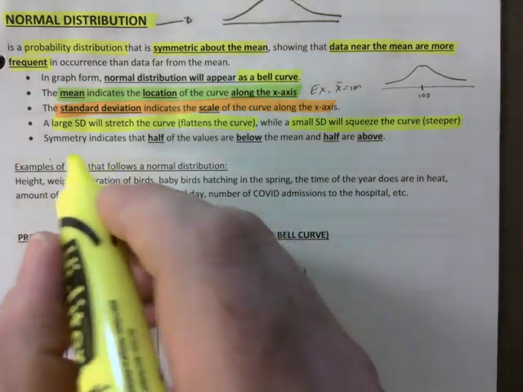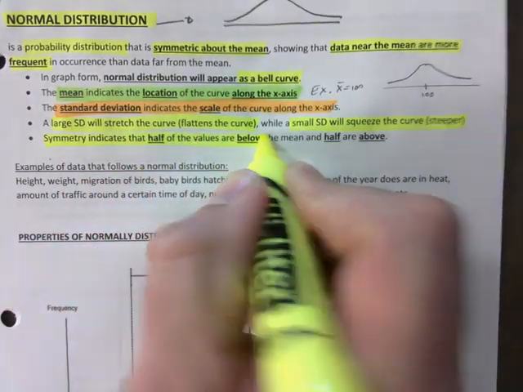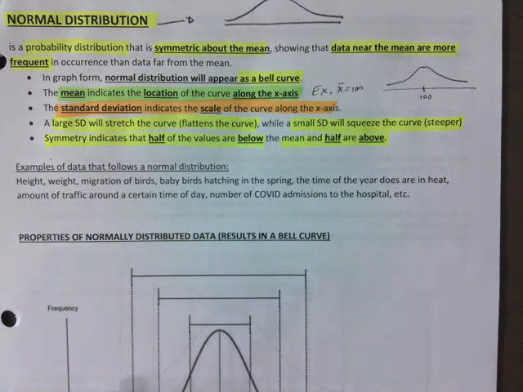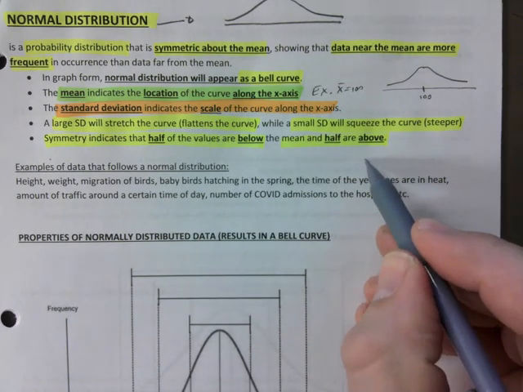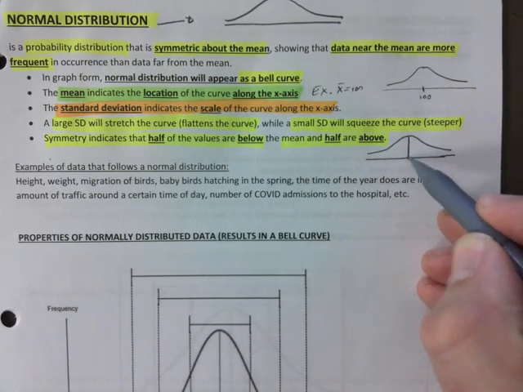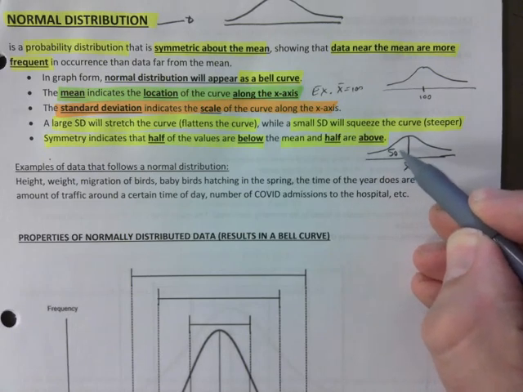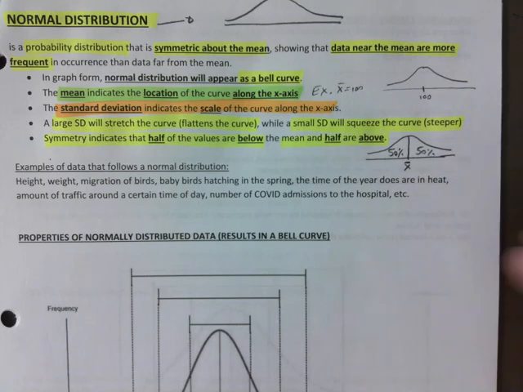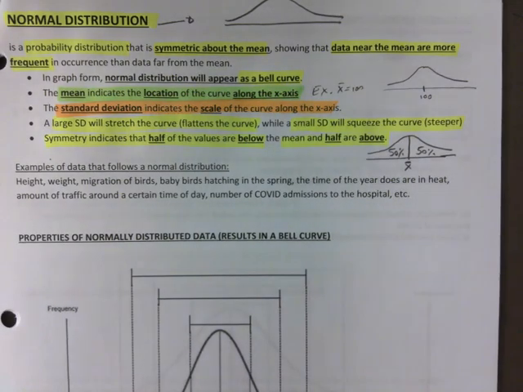Reminder that symmetry indicates that half of the values are below the mean and half of them are above it. So in a sense, percentage-wise, if the mean is in the middle, you'll have 50 here and 50 above it. 50% of data will be below it, 50% above it. So if the mean height for Canada is, let's say, 160 centimeters, half of the people will be taller than 160 and half will be shorter, more than likely. Okay.